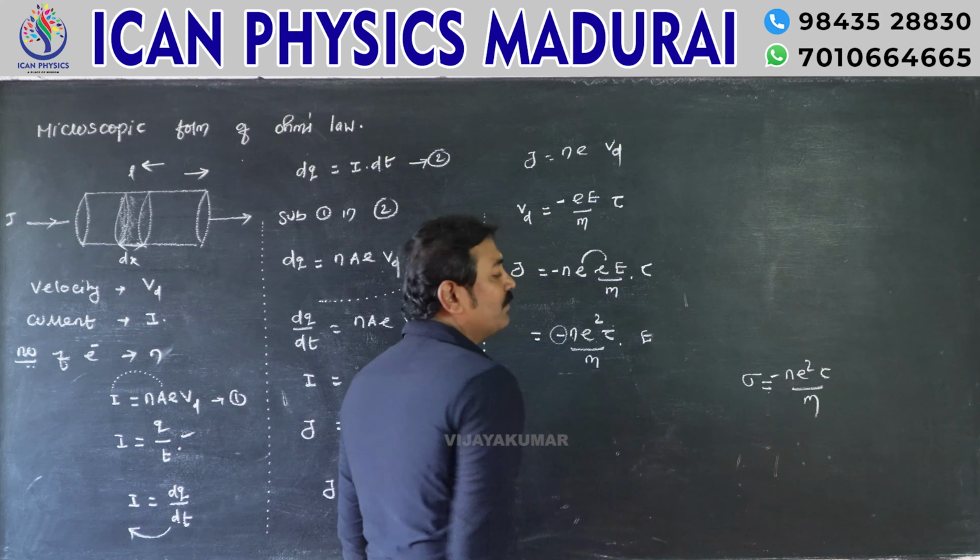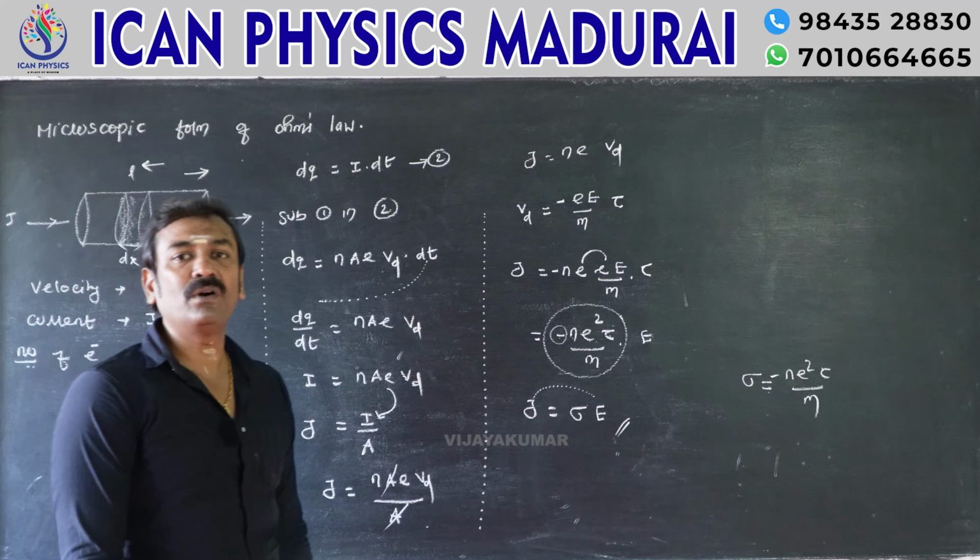So J equal to minus NE squared tau by M, which can be taken as sigma E. So this is the microscopic form of Ohm's law.